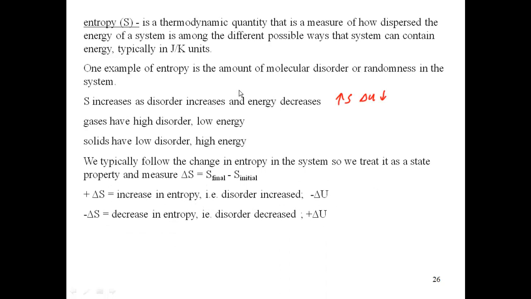We typically follow the change in entropy in the system, so we treat it as a state property, and we measure it as we do with delta H's. We can do a delta S, which is our final entropy minus our initial entropy. So a plus delta S, meaning an increase in entropy, means an increase in disorder, which means a decrease in internal energy. If we have a decrease in entropy, meaning a decrease in disorder, it will be an increase in internal energy.